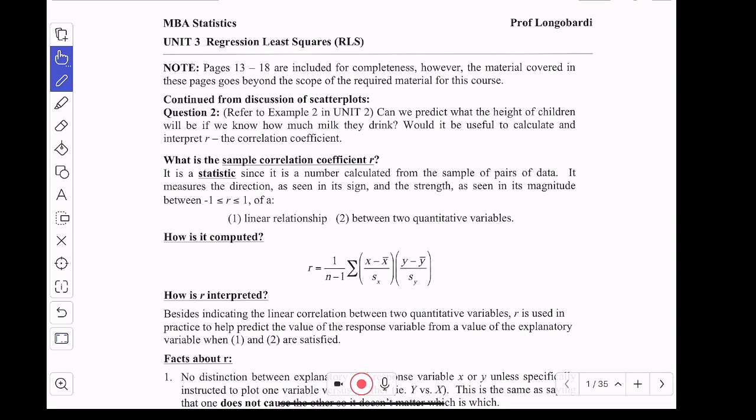Right off the bat, I mentioned to you that you don't have to read. This is a very short chapter or unit. You don't have to worry about unit pages 13 to 18. That's if you want to look more into different types of relationships and how to transform the data so you can still use linear regression, which is what we're going to learn, to estimate that relationship, okay? So we're going to focus now on the sample correlation coefficient R and making calculations.